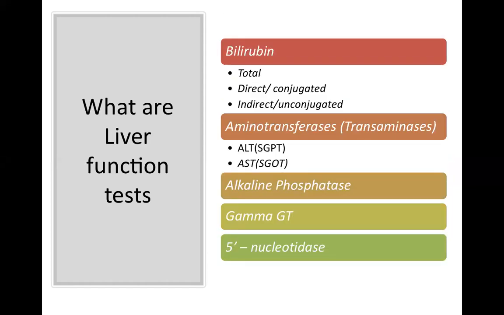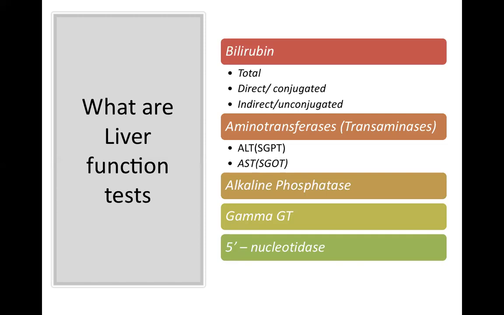So what are liver function tests? Basically, if you look at a liver function test report, the first thing that will come is bilirubin. And within bilirubin, they usually give you a total and a direct, and some labs will give you an indirect. And there is also the next set of tests, which is ALT and AST. These are called the aminotransferases now. Previously, they were called transaminases. And the old terminology for ALT was SGPT, and for AST was SGOT.